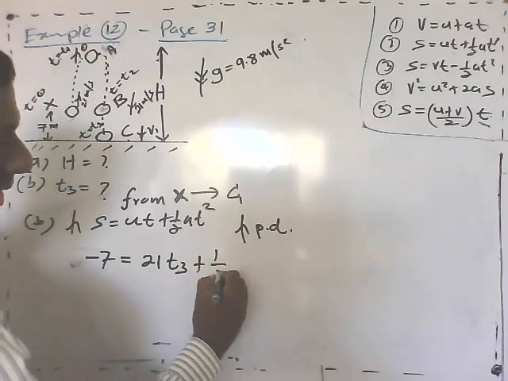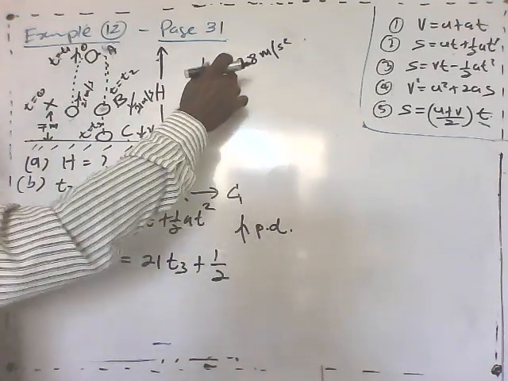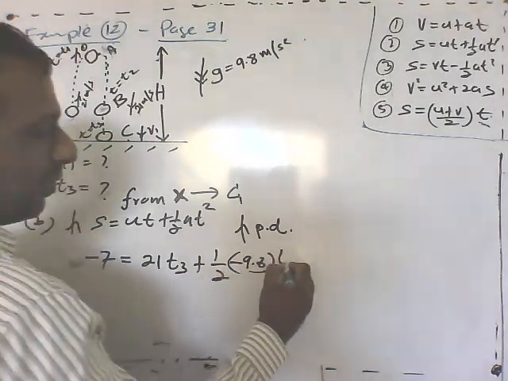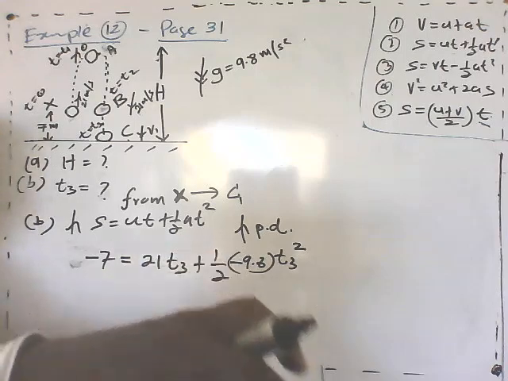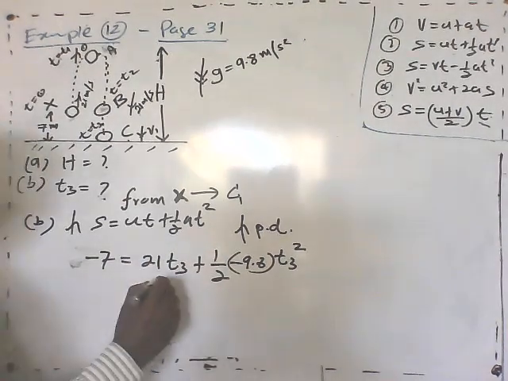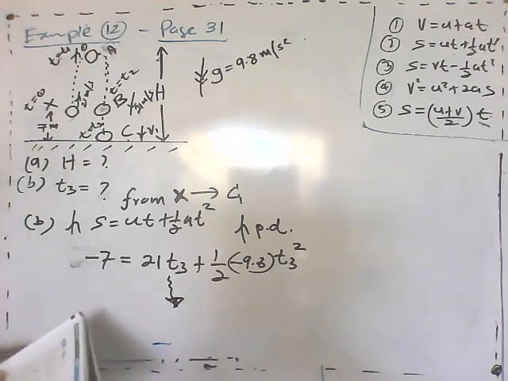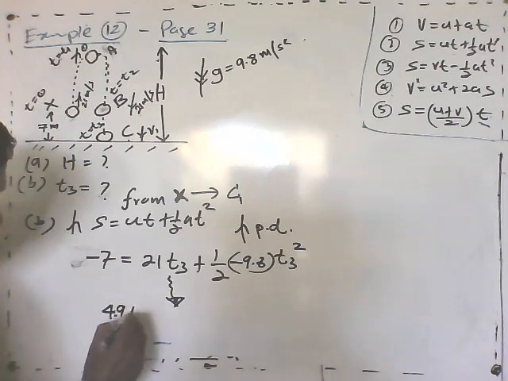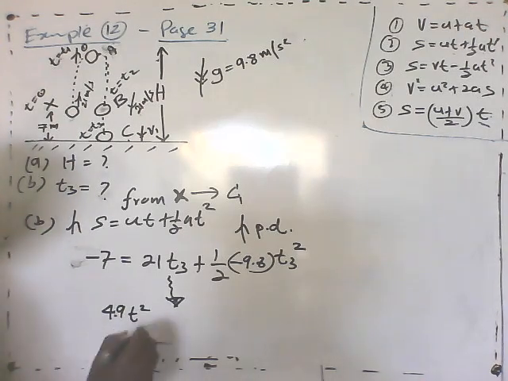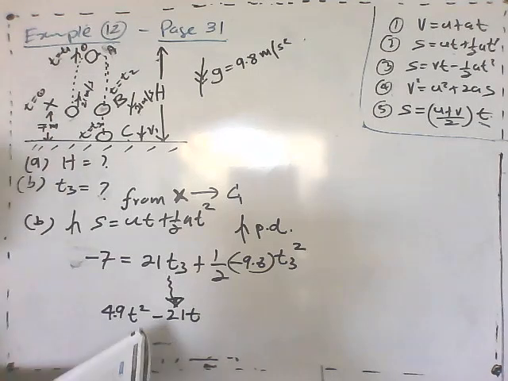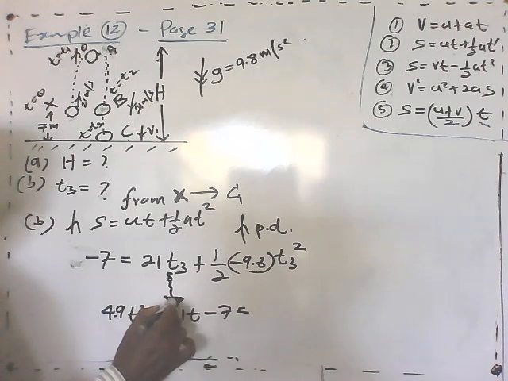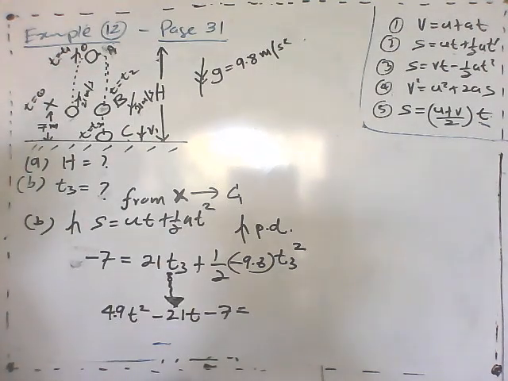t3 plus half. When you consider positive direction, gravity is in the opposite, so again minus 9.8 t3 square. So when you solve this, you will get a quadratic equation as 4.9 t square minus 21t minus 7 equal to 0. Please, although I put this arrow, see whether you can simplify this.